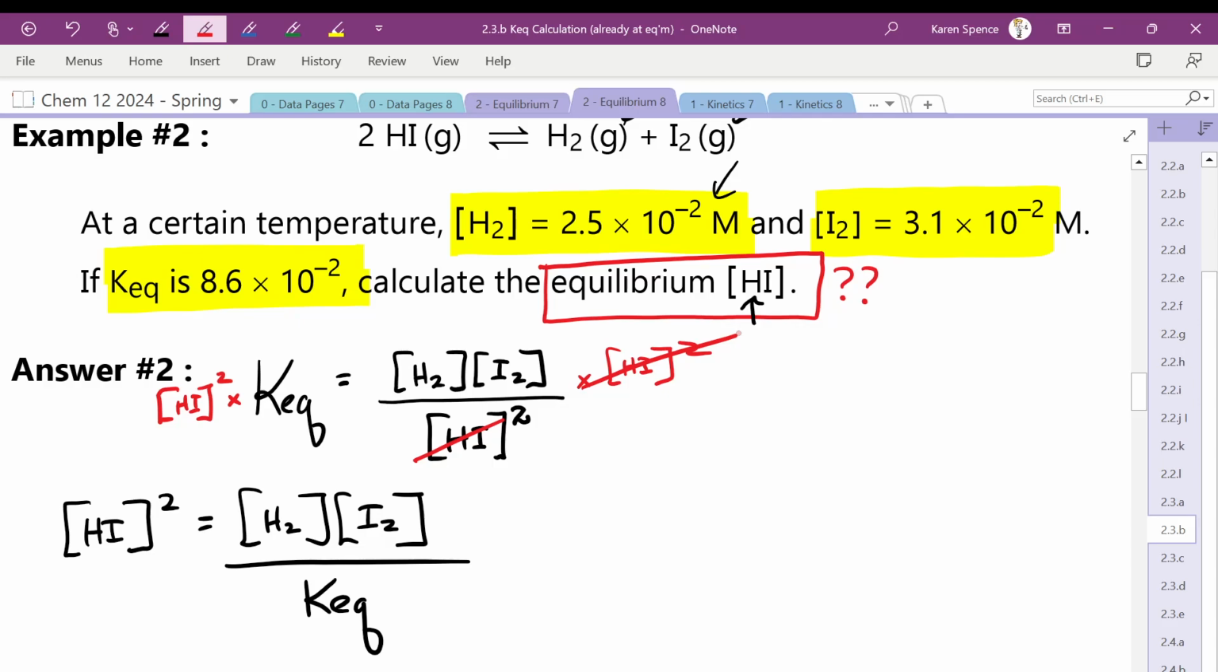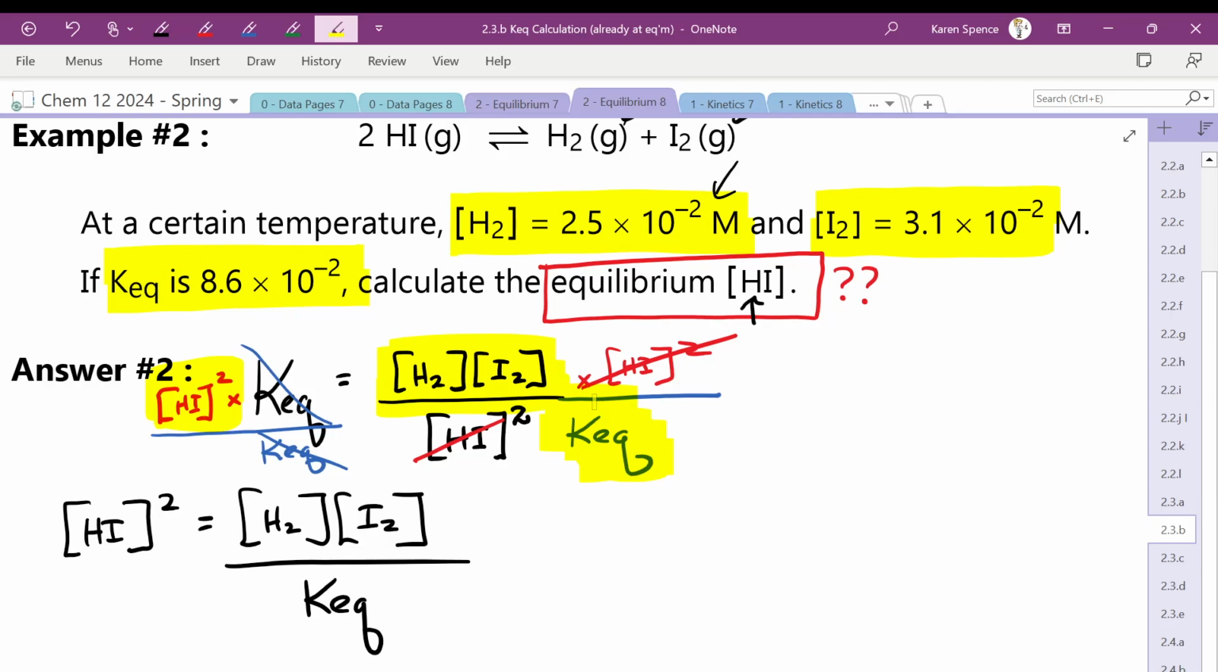And then I want HI by itself. So I would divide both sides by Keq, because that would cause Keq to now no longer be with the HI. And what we've ended up with then is HI squared times nothing is equal to H2 times I2 divided by Keq. Okay, but if you can just do that in your head without showing all that, that's also fine. Okay, so your choice as to whether you want to work through it that way or not.